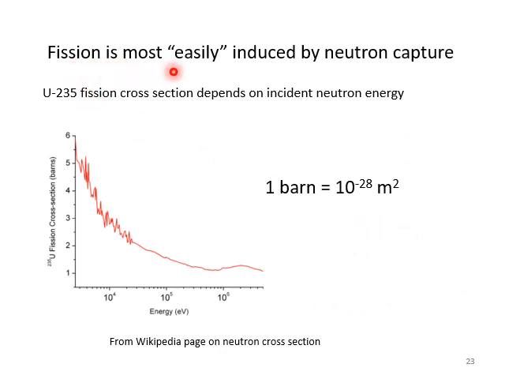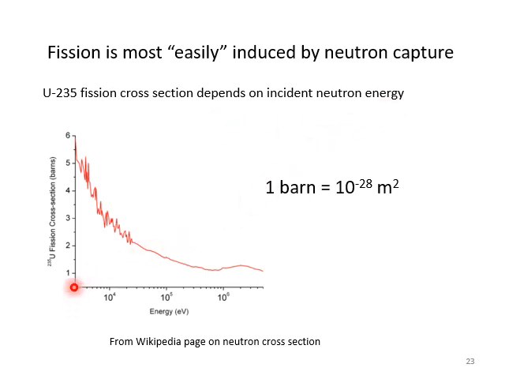Fission, man-made fission at least, is most easily induced by neutron capture. So you take a nucleus that might decay by alpha emission, for example, that's got a long lifetime, and if you can collide it with a neutron, then you can form a nucleus that has a higher probability of decaying by fission.